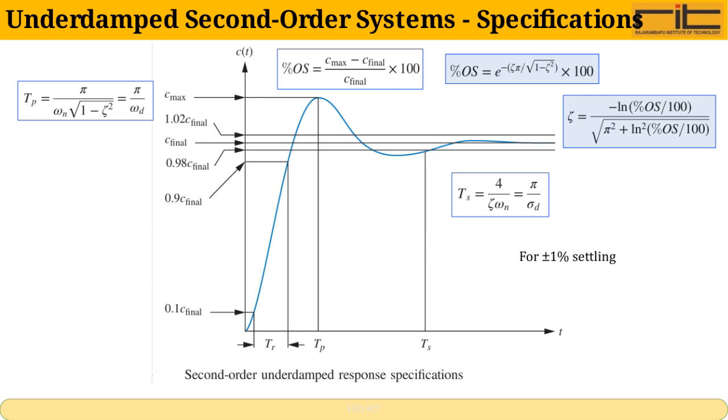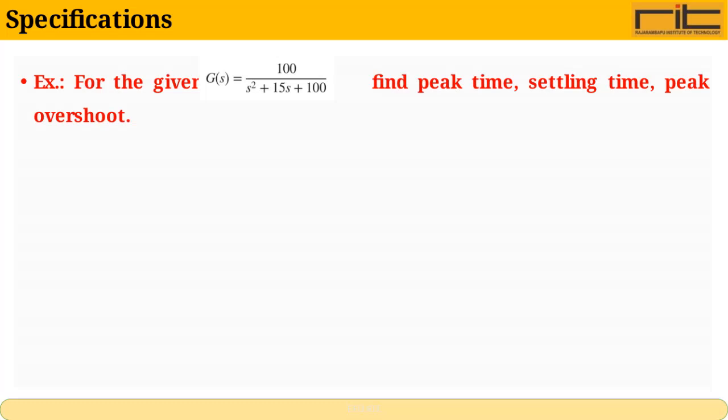efficiently in real-world applications. Here, we have an example problem where we are given a transfer function, and our task is to find three key specifications: the peak time, the settling time, and the peak overshoot. These parameters are crucial for understanding the dynamic response of the system.